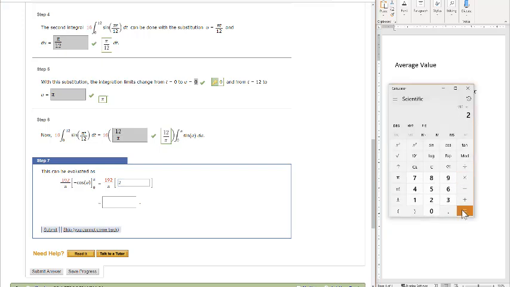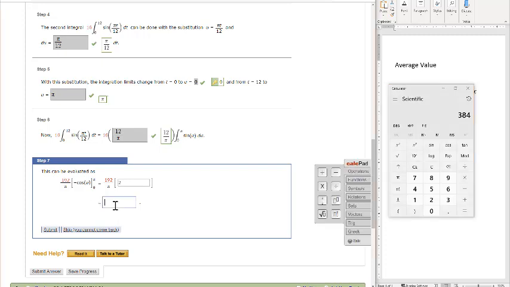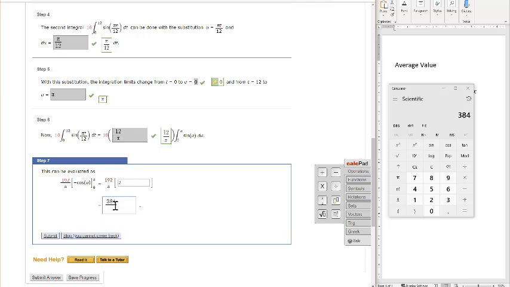We could do that in our heads, or since we have our calculator open, we can just say it's 384 for the numerator, and then our denominator stays the same.